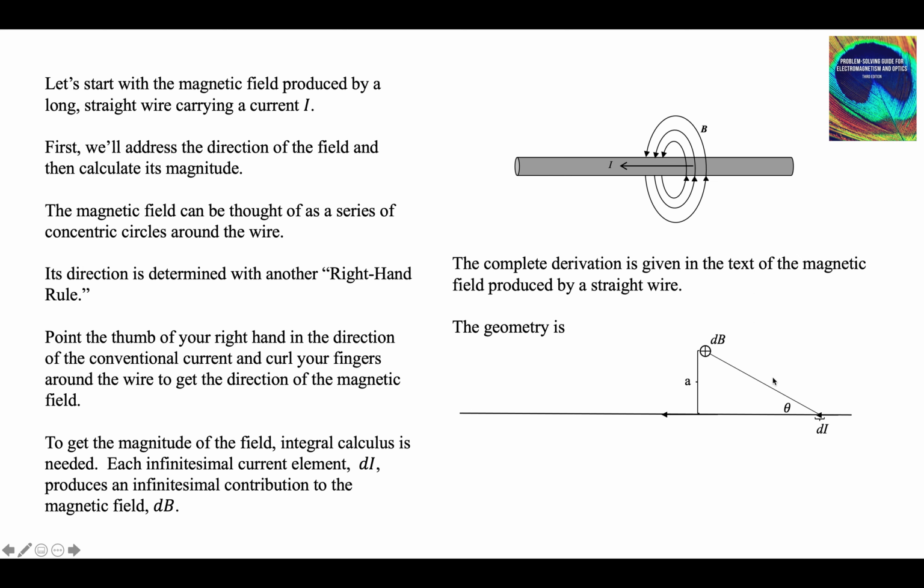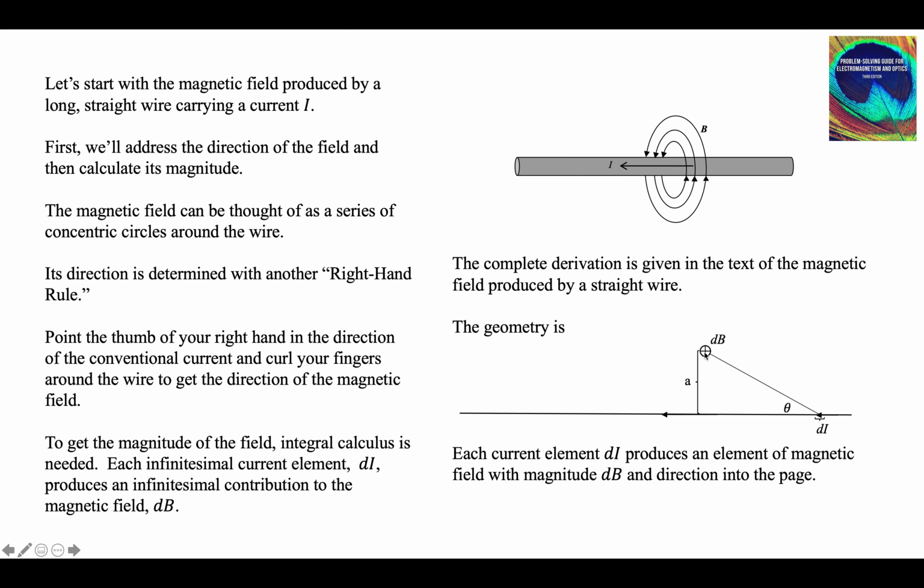Here's the geometry. Here is a little current element dI. It produces a little infinitesimal vector directly into the page, dB. And each one of these dI's produces a field. The field's getting bigger and bigger and bigger as I go right underneath it, it's the biggest, and then over here, it's getting smaller and smaller. If I add up all of those contributions from every current element, I get the total magnetic field, B.